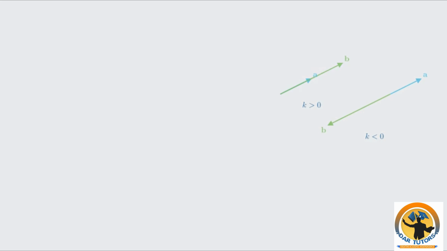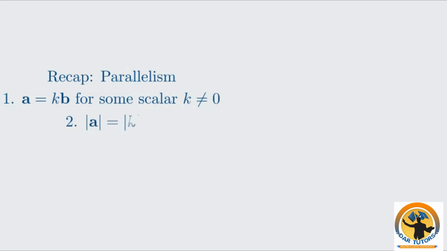This relationship also tells us something about their magnitudes, or lengths. The magnitude of vector A is equal to the absolute value of the scalar, k, multiplied by the magnitude of vector B. The absolute value is crucial here, because magnitude is always a non-negative quantity. So to recap, two vectors are parallel if one is a scalar multiple of the other, and this scalar relationship also governs the relationship between their magnitudes.